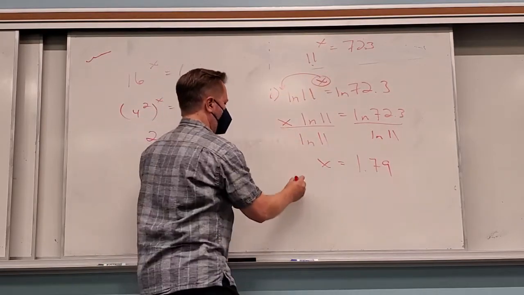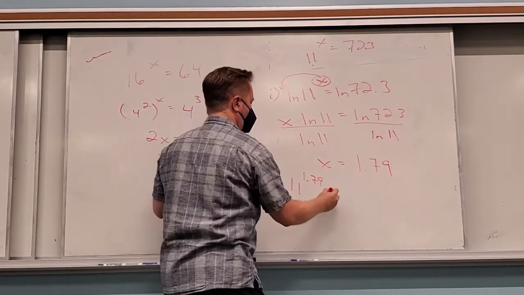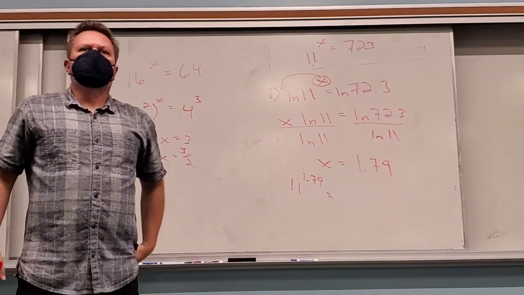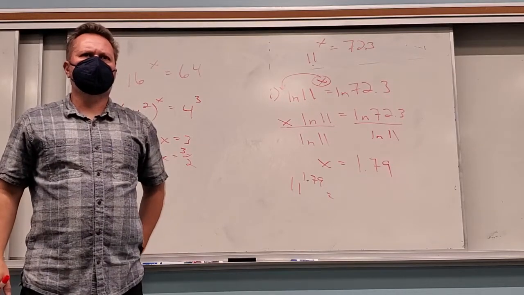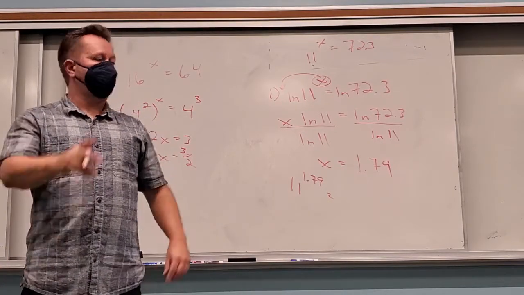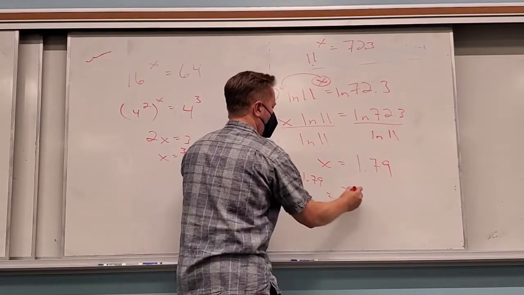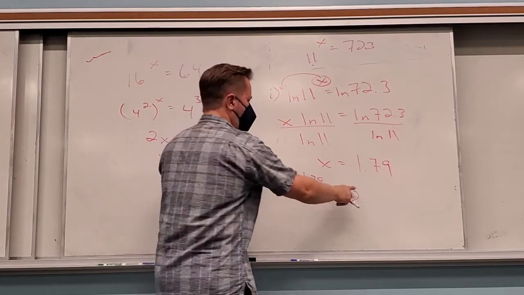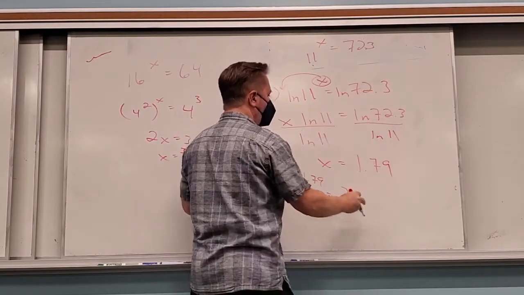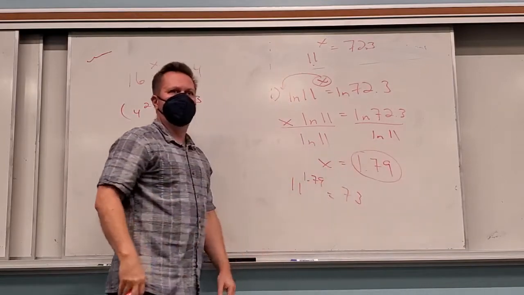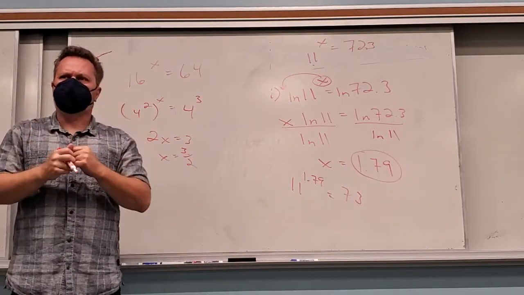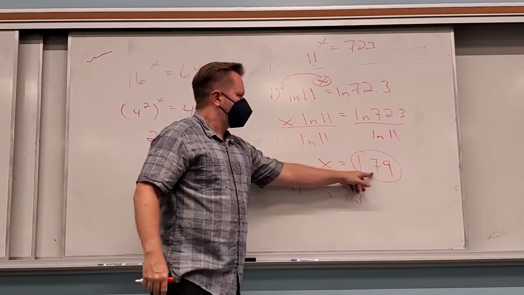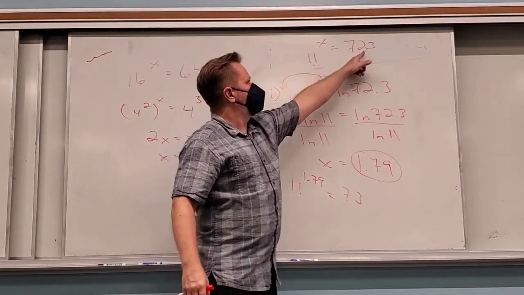When you raise 11 to it, try it. Now, it won't be perfect, because we rounded this, but what is 11 to the 1.79? Should be a little more than 72.3. What do you get? 73? Okay, so a little more than this. Why does that make sense? Because again, we rounded it up a little bit. But now you can still check your work. So that is the power that 11 needs to become 72.3.